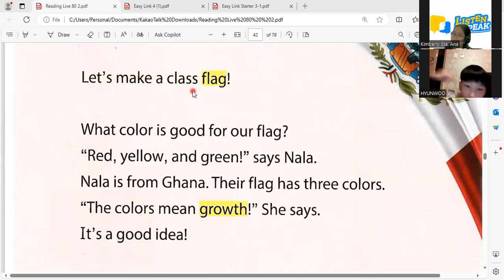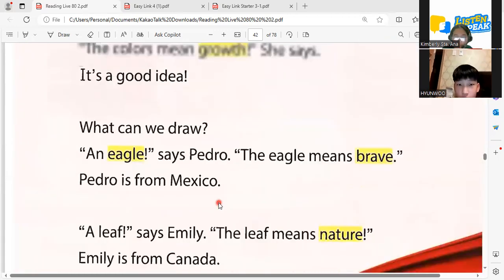And the teacher asked, what colors can they use for their flag? So what is Nara's suggestion? What colors? Yellow and green. Yes. So Nara suggested three colors, the red, yellow, and green, because it's from the Ghana flag, from her country. How about here?